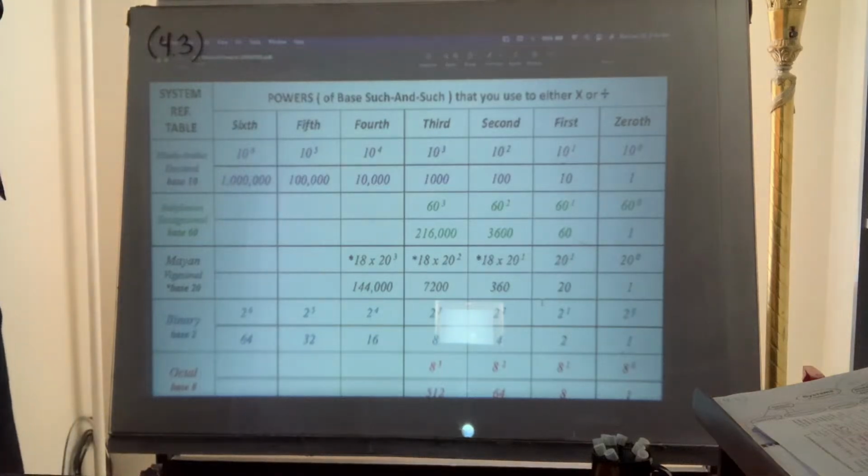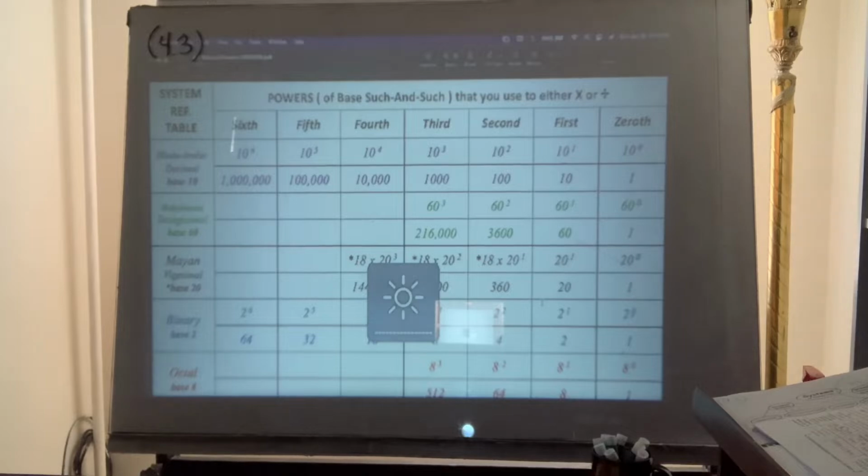Okay, sorry for the glare. All right. That helps a little bit.